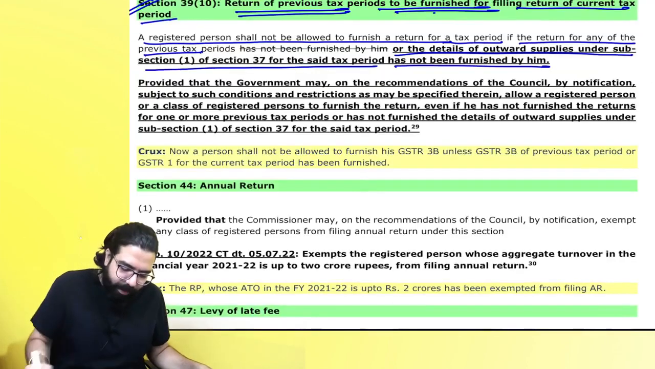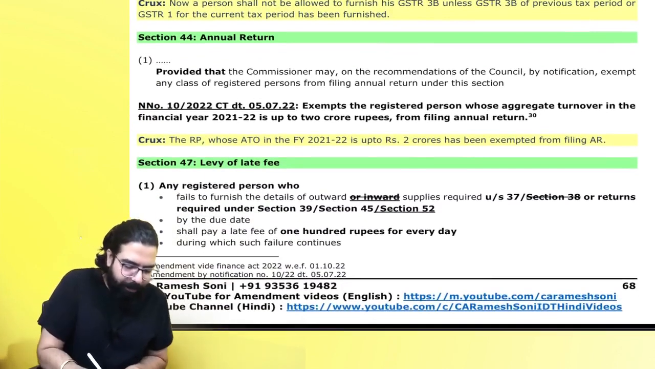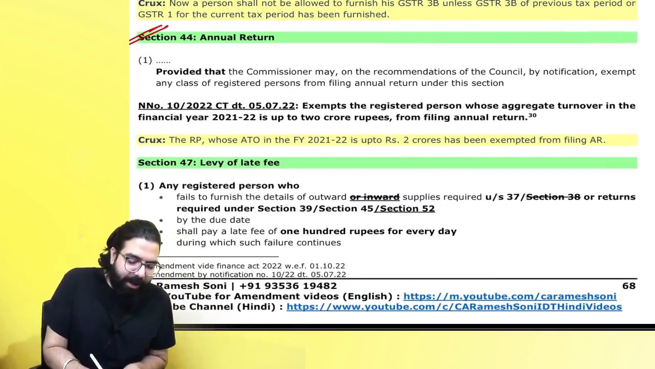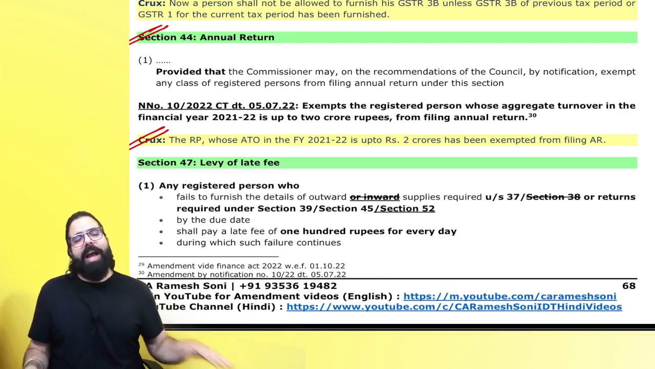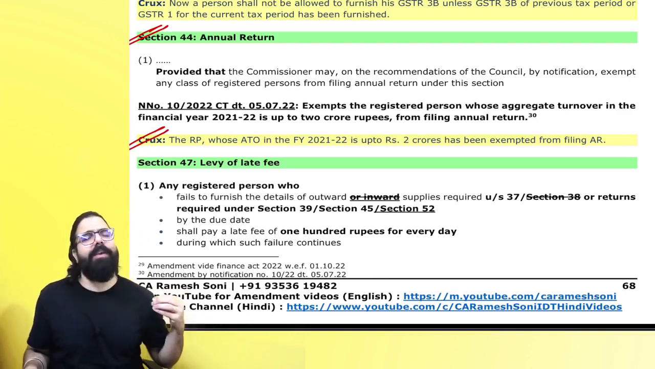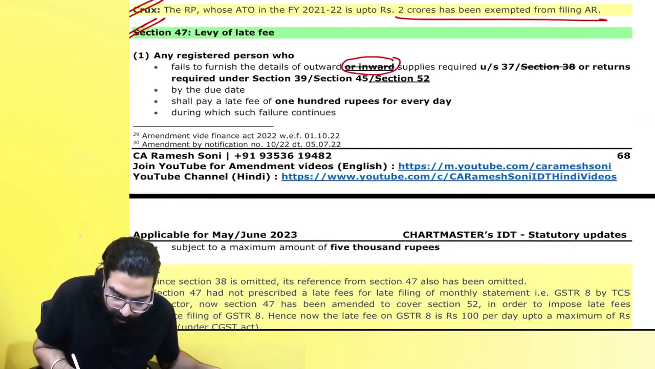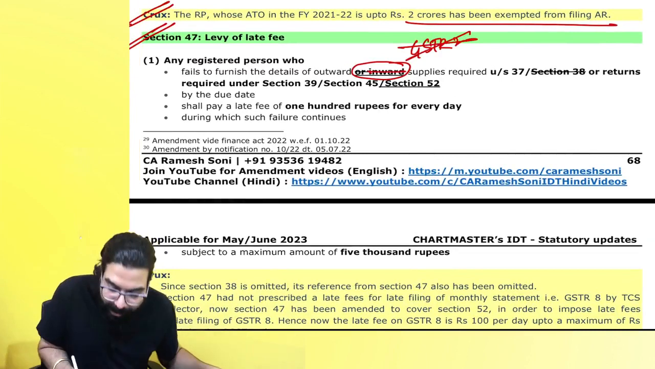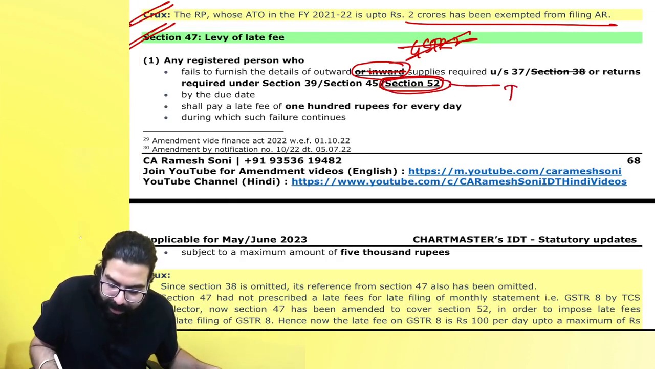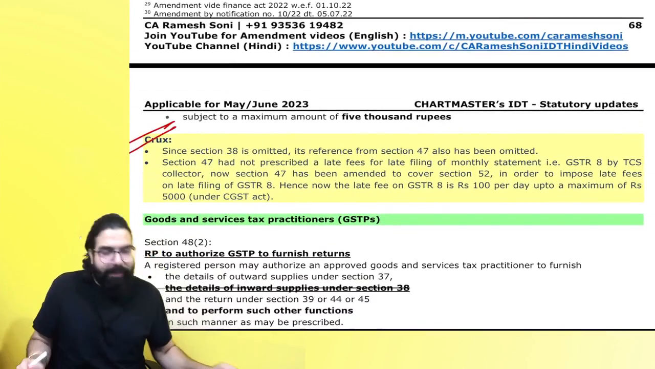That's all. Now here the government took the power that it can grant some exemptions also. Okay, let the power be there. The next one is the annual return. For 21-22 also, the government told that the annual return may not be required to be filed if your aggregate turnover is up to 2 crore. Levy of late fee: earlier the word inward was used over here. GSTR 2 is gone and hence the word inward has been deleted, and for the TCS collector, section number 52 has been added over here. That's the crux.